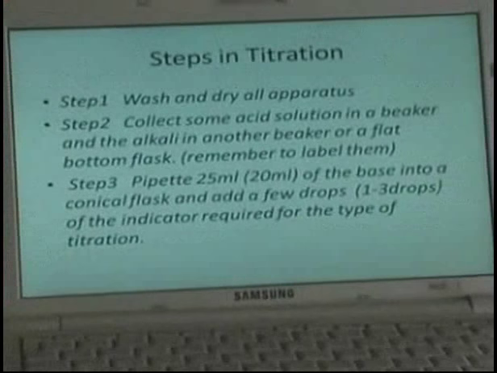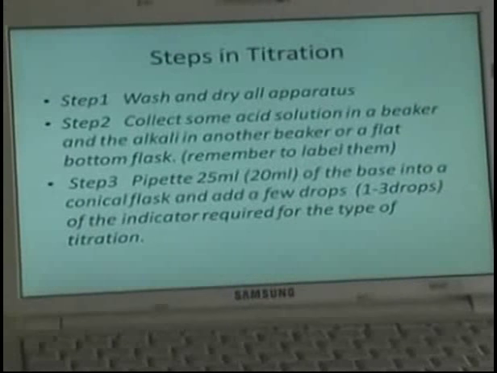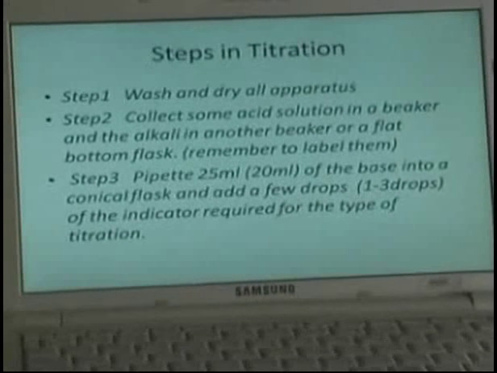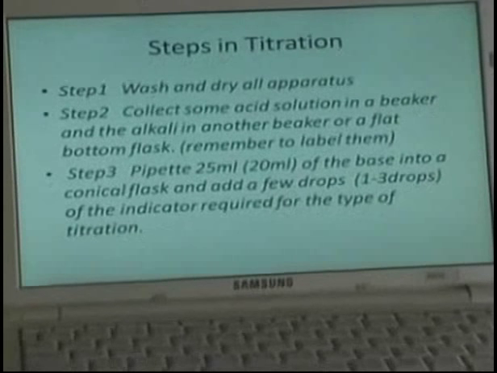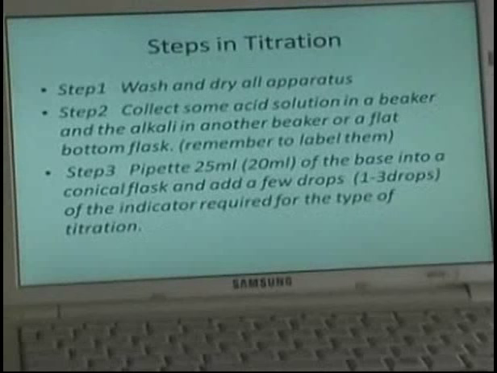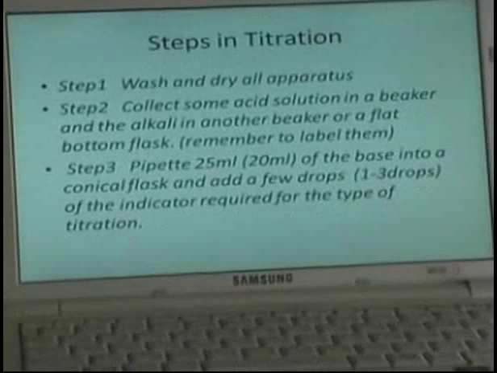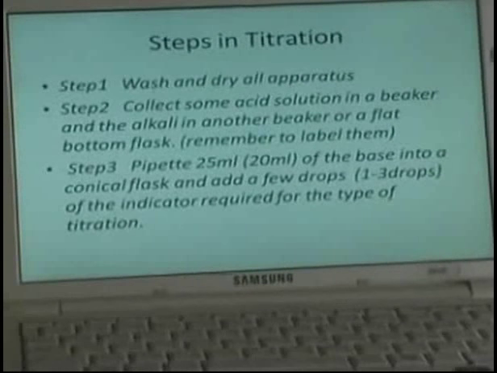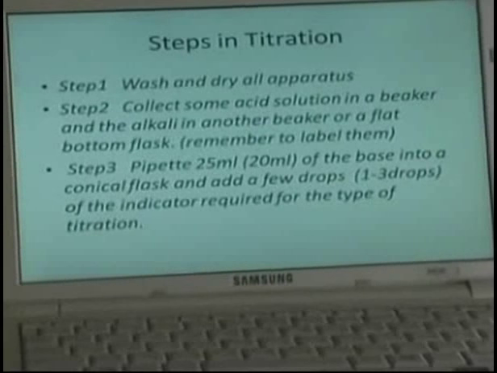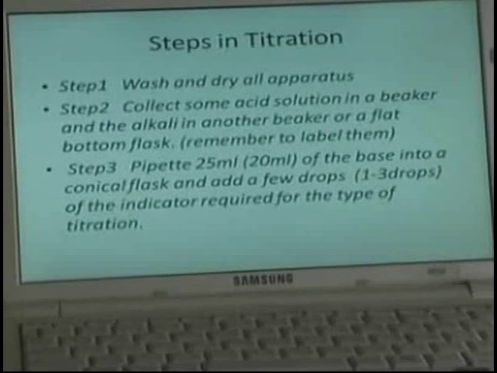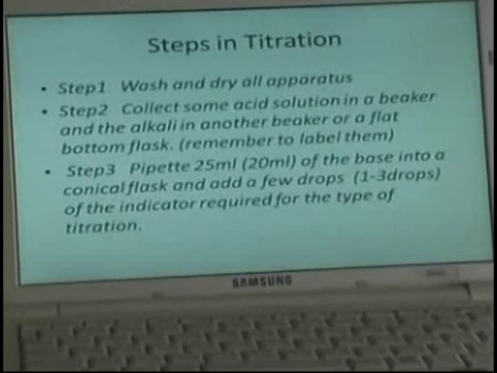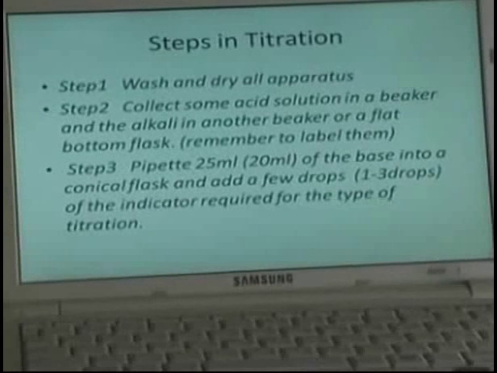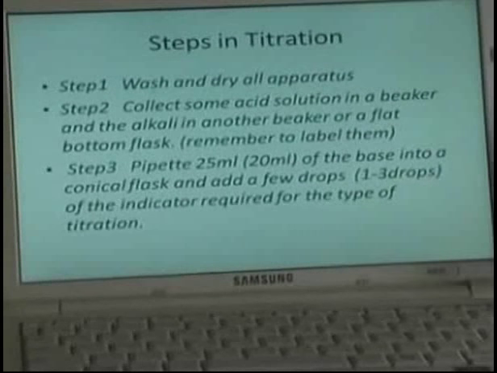There are a few steps involved in titration. Step 1, wash and dry all your apparatus. Step 2, collect some acid solution in a beaker and the alkali in another beaker or a flat bottom flask if you want. Remember to label them. And step 3, pipette 25 ml of the base into a conical flask and add a few drops of indicator.